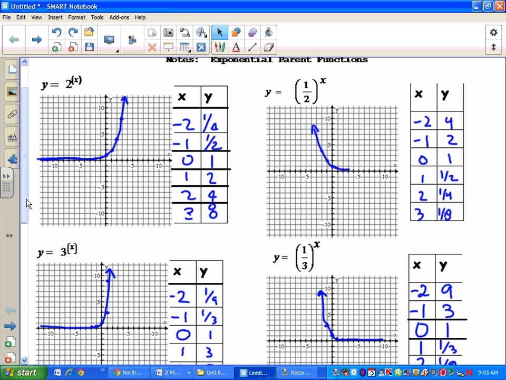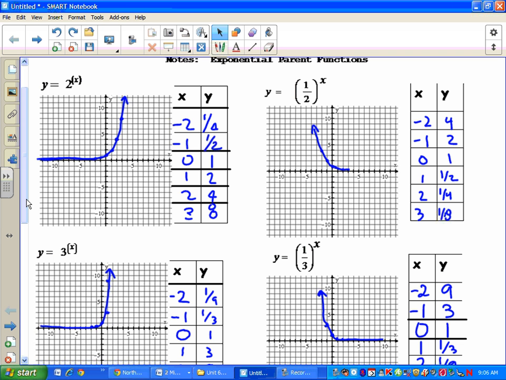Let's discuss these. Just compare the one on the left to the one on the right. Use some words about the graph. What can we say? What happened? Okay. Use the word reflect.